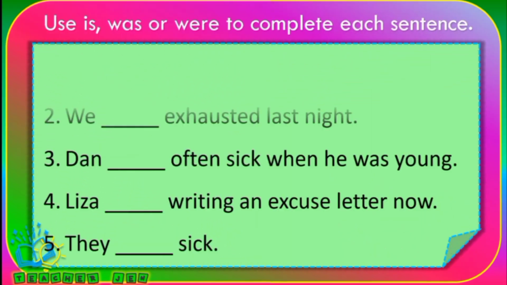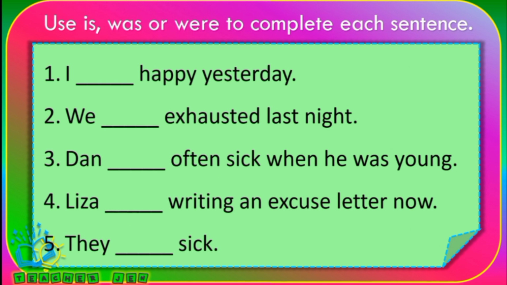There you have it. Now let's see if you can complete the following sentences with the correct verb. You will be given 1 minute to do this, and your timer starts now. Time is up, and now let's check. Use is, was, or were to complete each sentence.